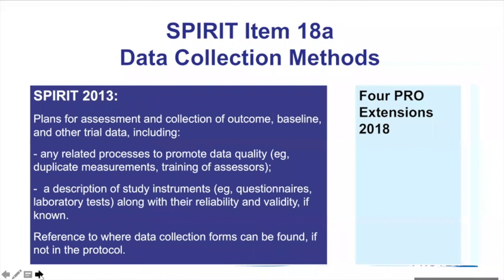SPIRIT item 18A focuses on data collection methods. The SPIRIT 2013 statement focused on the plans for assessment and collection of outcome, baseline and other trial data, including any related processes to promote data quality, a description of the study instruments, and reference to where data collection forms can be found if not in the protocol. There are 4 PRO extensions that relate to this, which I'll talk through in turn.